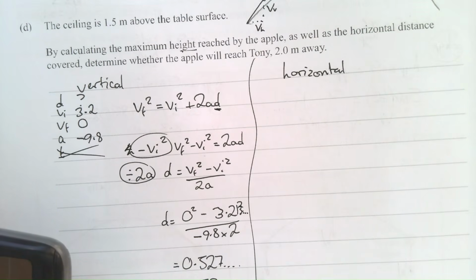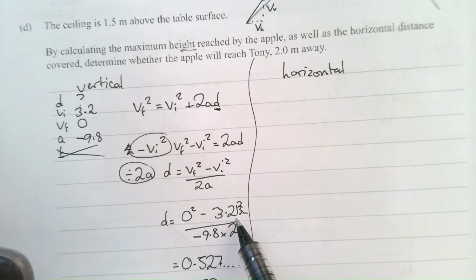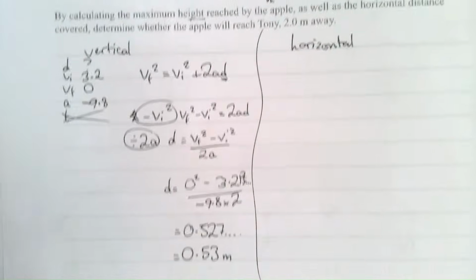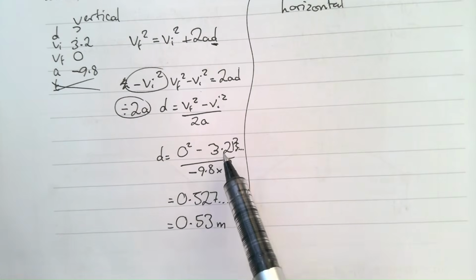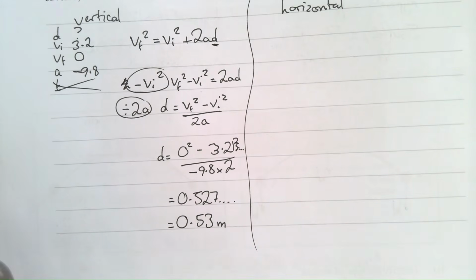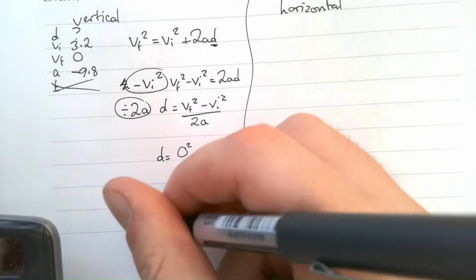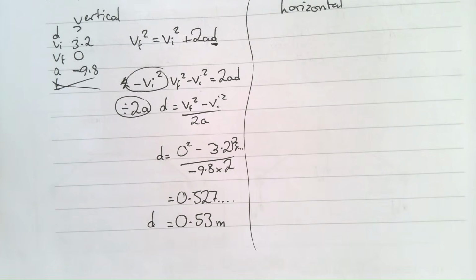Now, annoyingly, the mark scheme has used the unrounded number here. They often try and trip people up with that. That's annoying. I would always use the unrounded answer. That should always be awarded. You should get credit for that. Anyway, sorry. That is our maximum height reached.